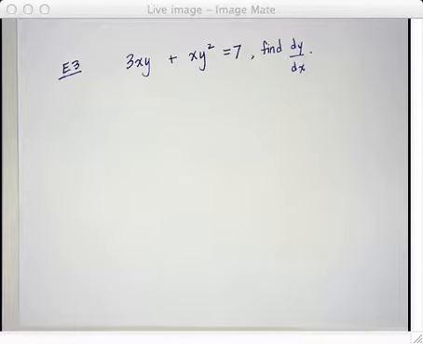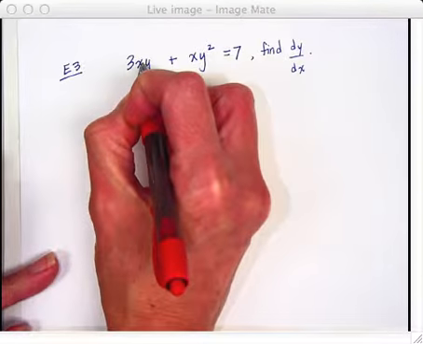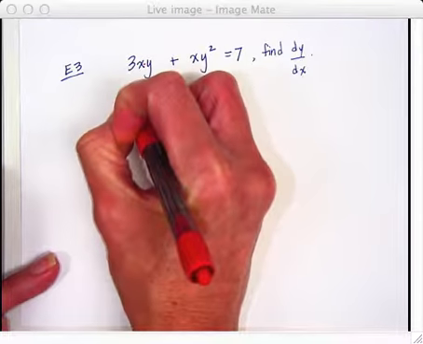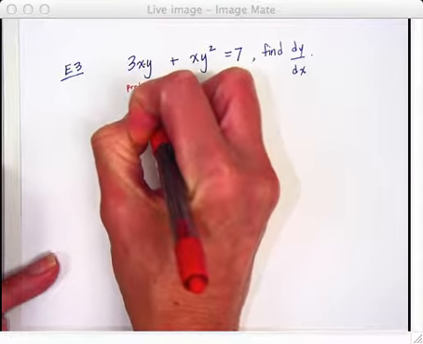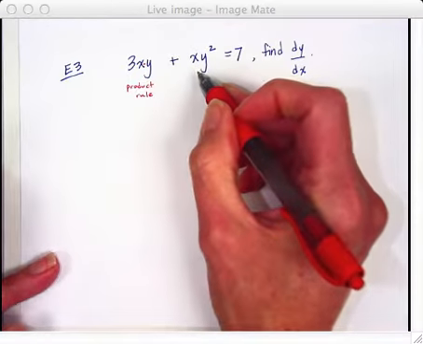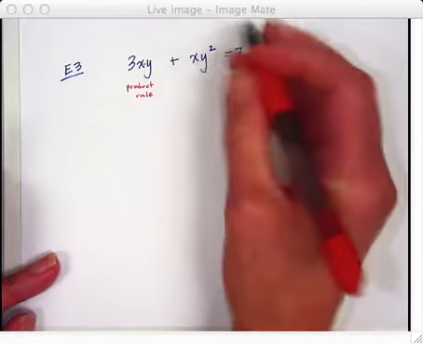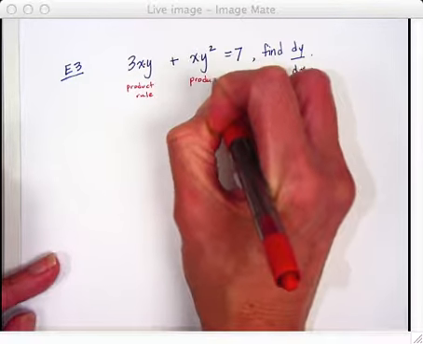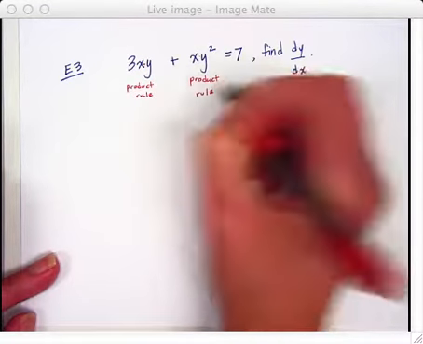All right, this last one is kind of a bear because I have two functions being multiplied together. I have 3x times y, so that requires product rule. And then I also have another one over here that also requires, I have an x times y squared, so that's also requiring the product rule. So this is going to take a while.